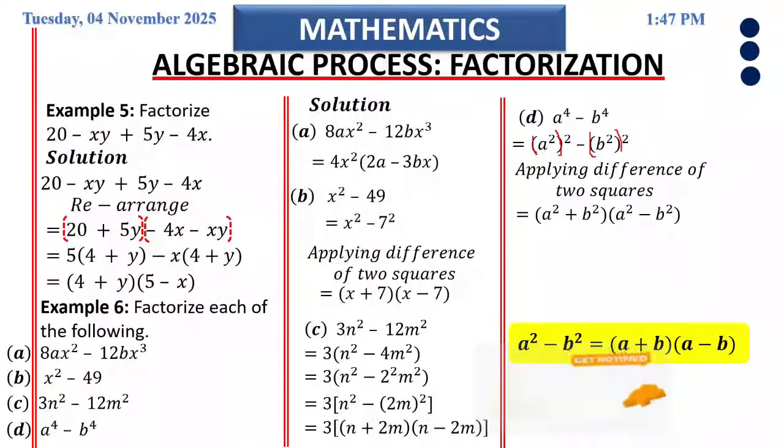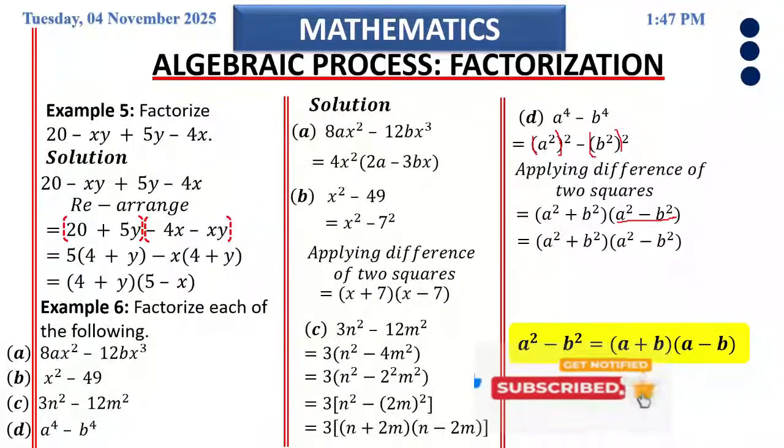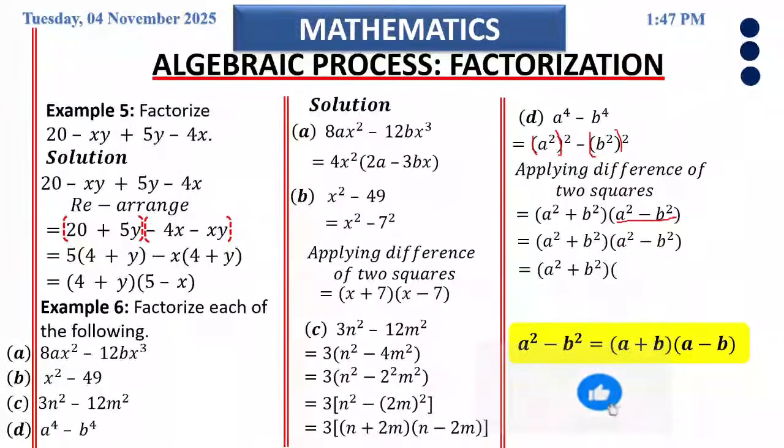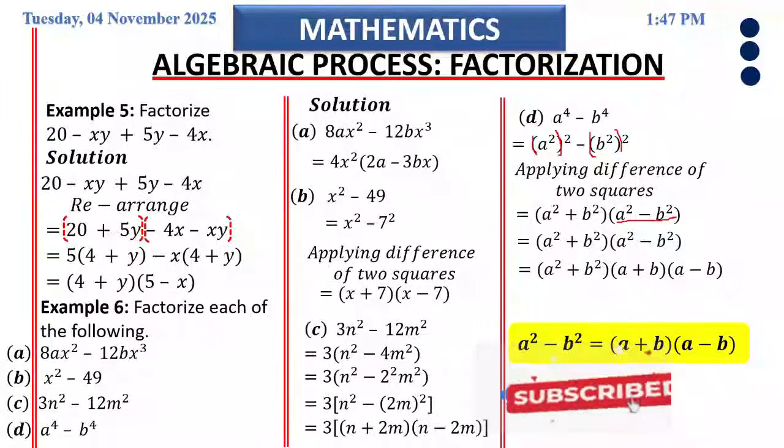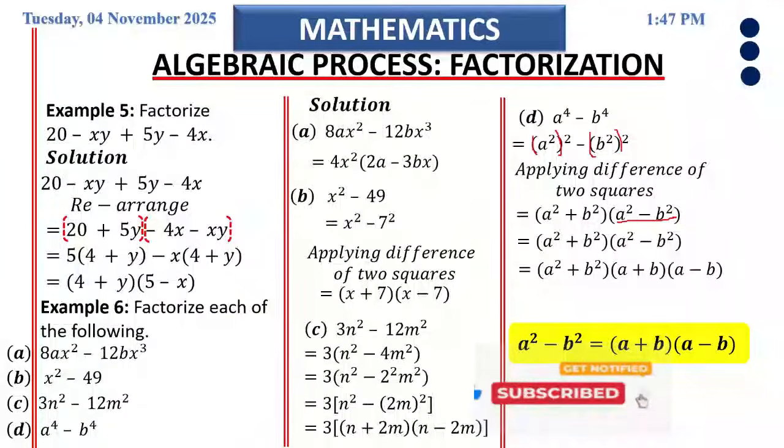No, we won't stop because something can still be applied. If you look at it very well, this is another difference of two squares. So to sort out this square, you can simply apply the difference of two squares again. That means a squared minus b squared gives us (a plus b)(a minus b). So we can simply leave our answer like that.